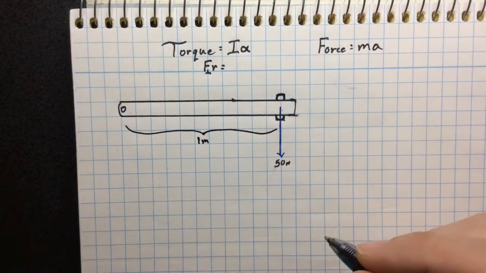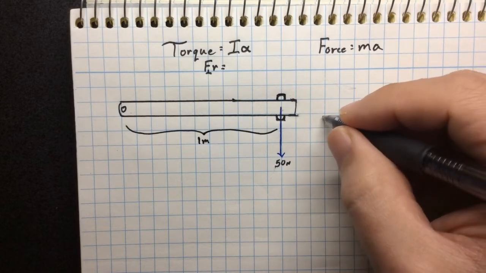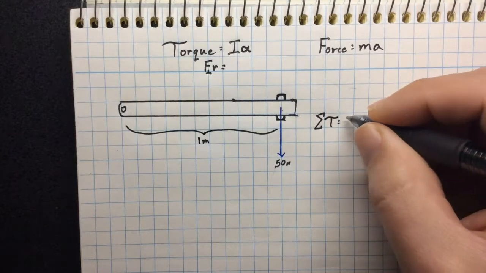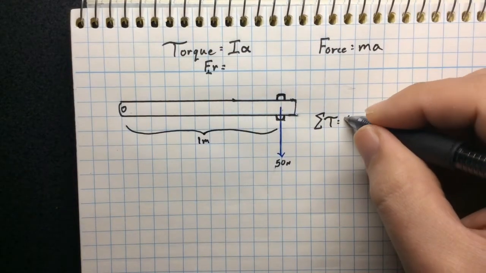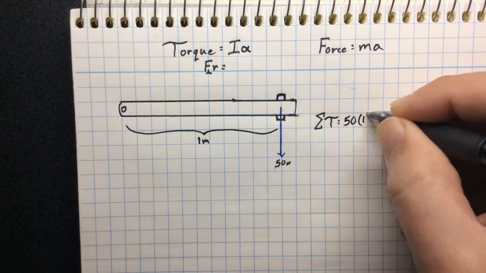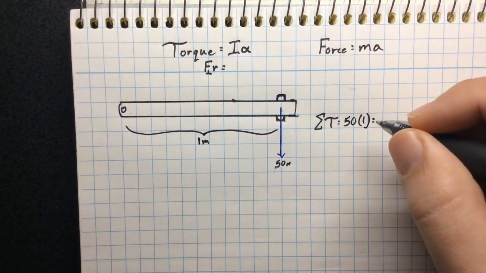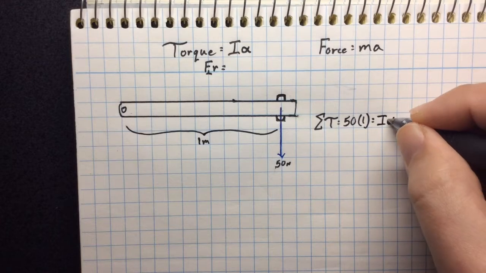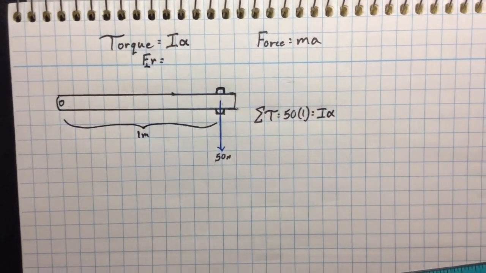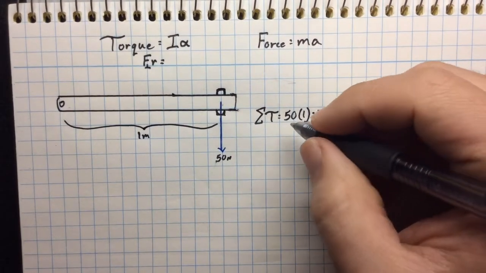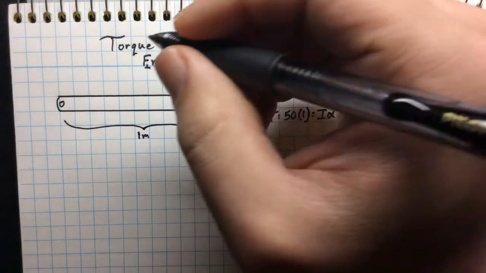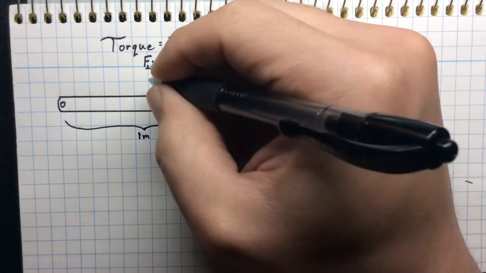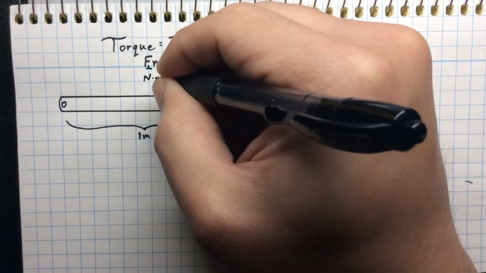For this current system, we have a sum of all torque, from the force, 50, at 1 meter away. That's going to cause some kind of acceleration based upon the inertia, I. So I'll put the alpha there. The units for torque are kind of weird. But the units for torque, this is I alpha, are the newton meter.